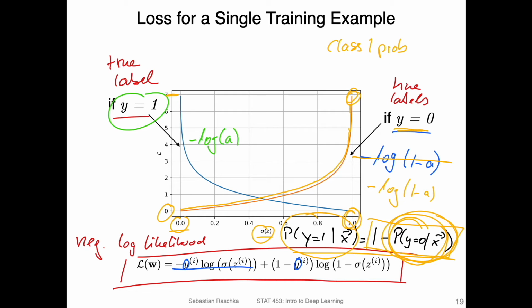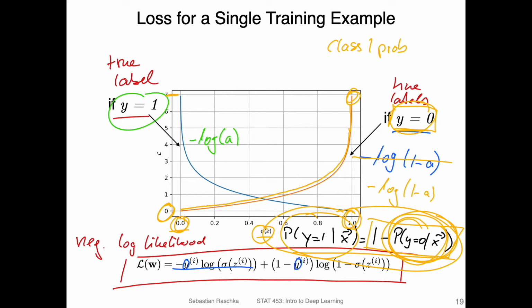So here, if the true label is indeed 0, we want a low probability for class 1. Here we have a 0 loss if we have a 0 probability for class 1, because then the probability for y equals 0 will be large because of this relationship here.